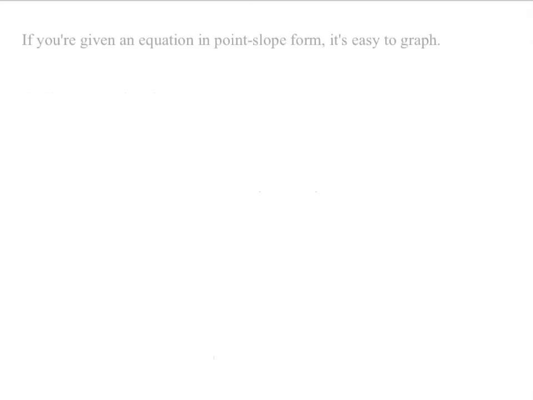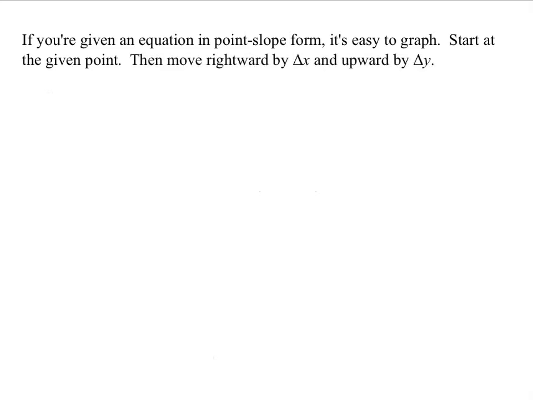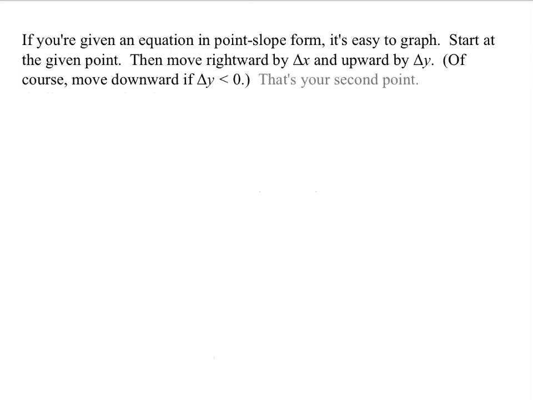If you're given an equation in point-slope form, it's easy to graph. Start at the given point, then move rightward by delta x and upward by delta y. Or, of course, move downward if delta y is less than 0. That's your second point. Then draw the line connecting them.